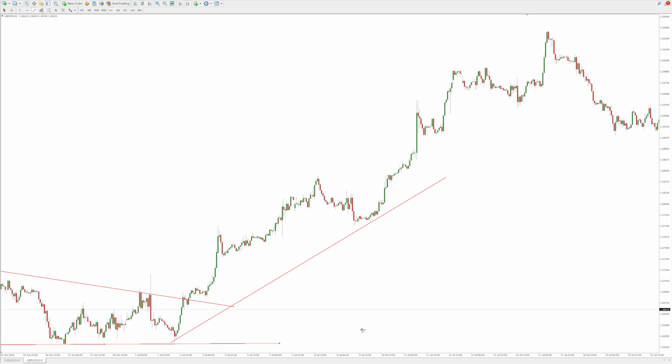Okay, so where is that? Can you spot it? Here. Basing candles. We're going to base our trend trade off of these basing candles.